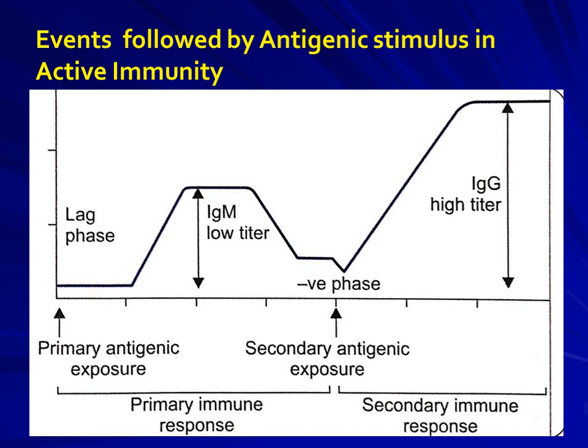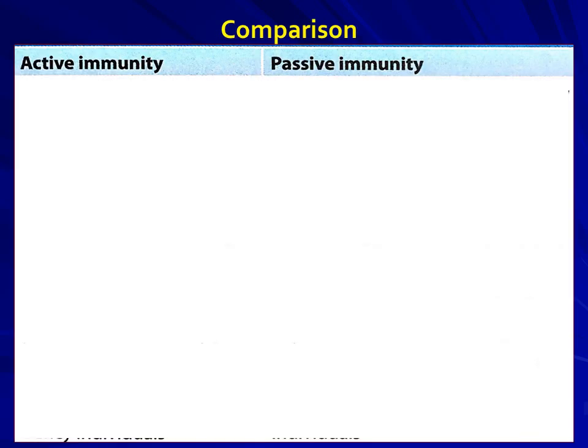Like this, following primary antigenic exposure, the primary immune response is produced with IgM. That's a few active antibodies and a few memory cells. Following the second dose of antigen, a large number of active antibodies are produced from the memory cells. These are considered IgM and IgG antibodies.